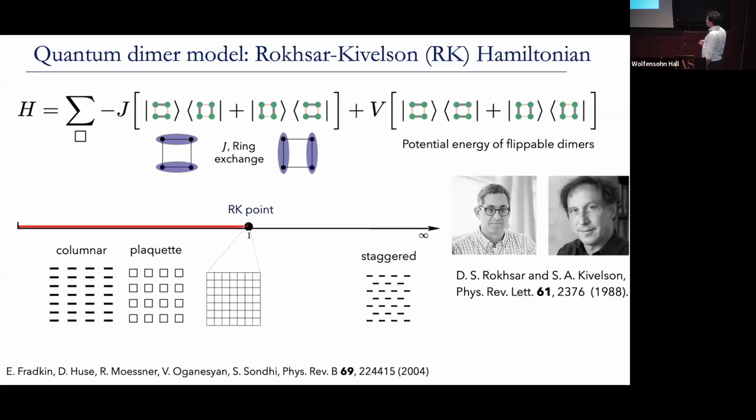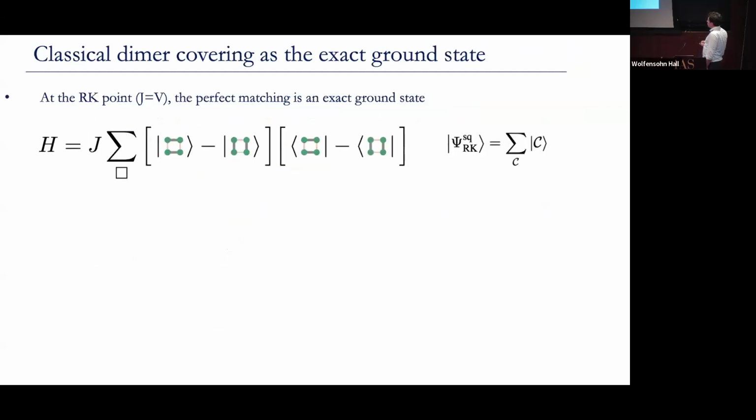And so there is a phase diagram to this model, which is interesting, but of particular interest is the RK point where V is equal to J, in which case we know the exact ground state of the model because we know that the energies are positive by just squaring this thing. And we also know that dimer coverings, just the perfect matching of whatever lattice we're dealing with, is indeed the ground state. So in this case, the dimer covering appears as the ground state of a quantum Hamiltonian.